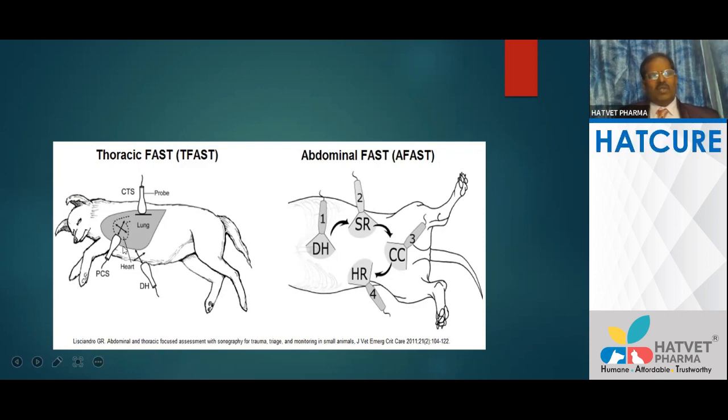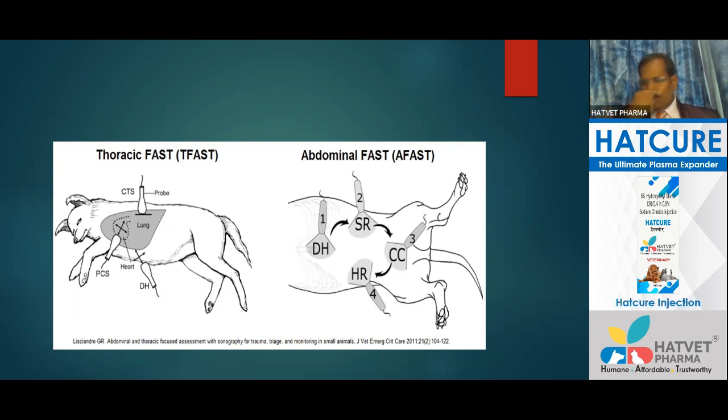Similarly, for pericardial effusion, you have to approach only on the right side. You must have the ECG machine. You must have the echo machine. Then, before that, the PT, APTT.